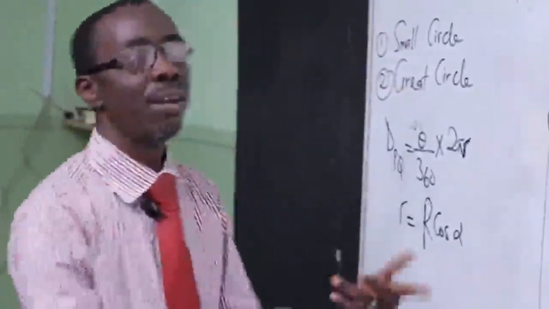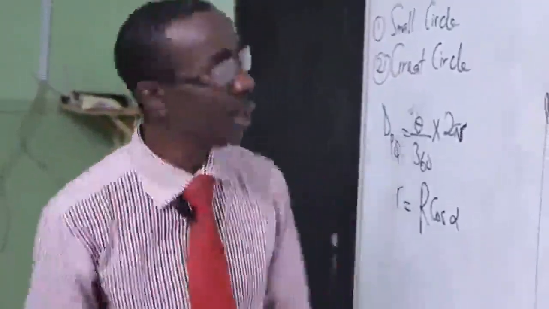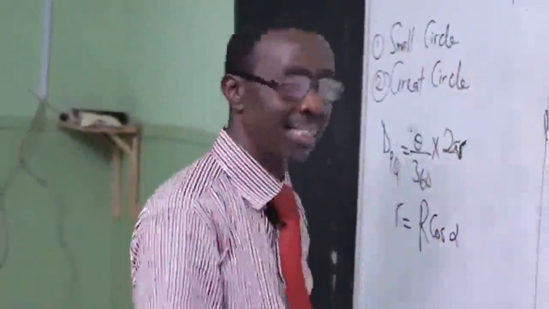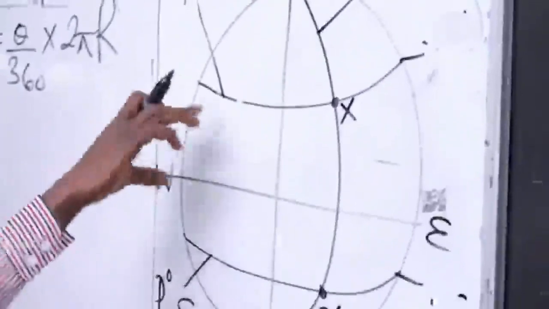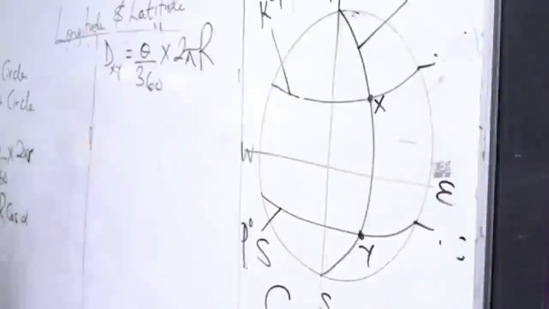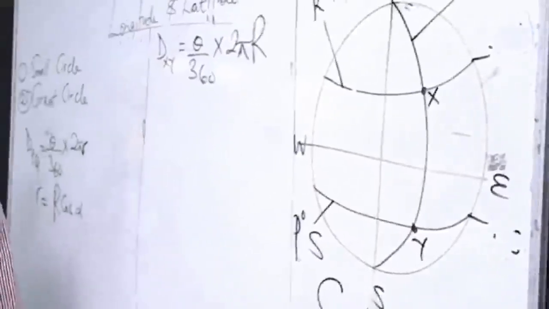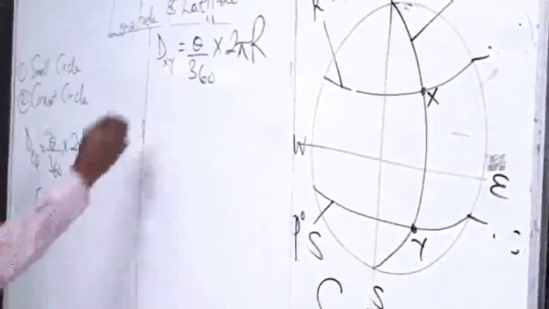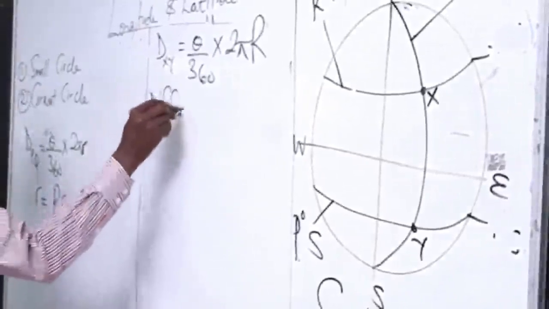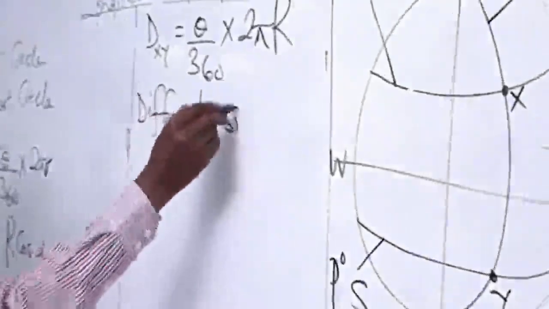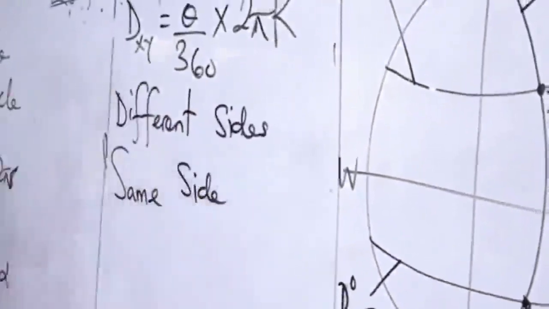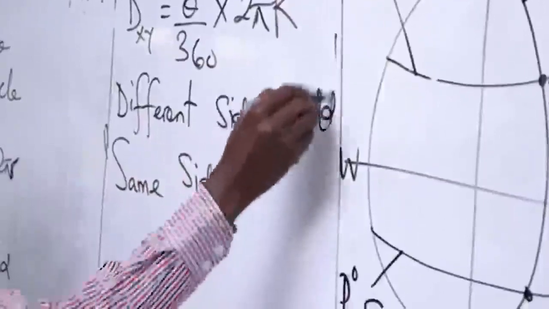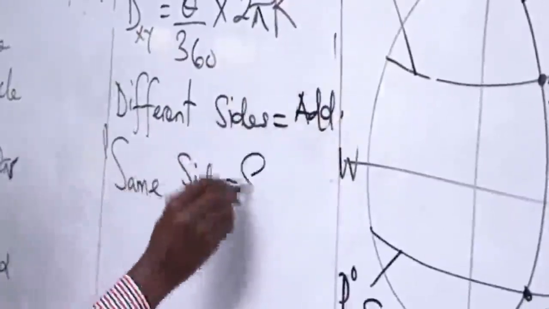But we need to identify these conditions and remind ourselves again quickly, using this diagram as a case study. If you look at these two latitudes, are they on the same side or on different sides? They are on different sides. So the first condition is that you can have them on different sides. The second condition is that it is possible to have them on the same side. When they are on different sides, I said you add together. When they are on the same side, I said you should subtract.